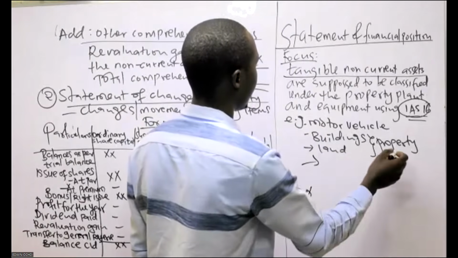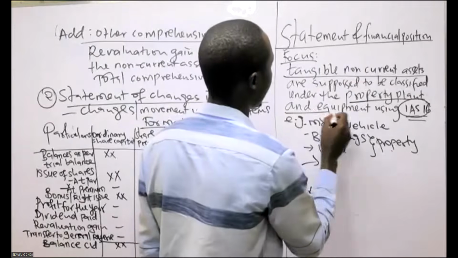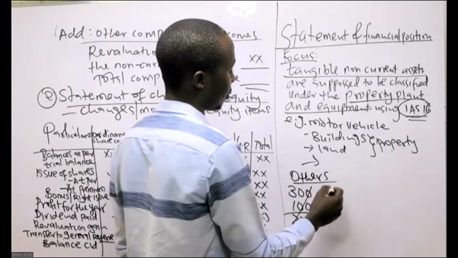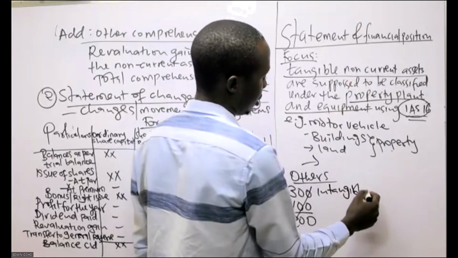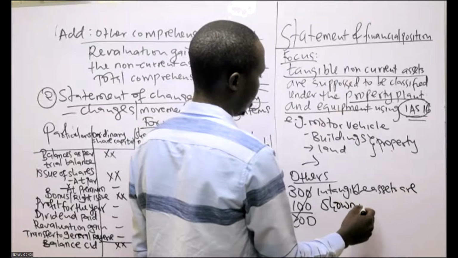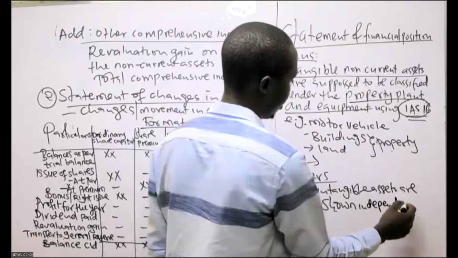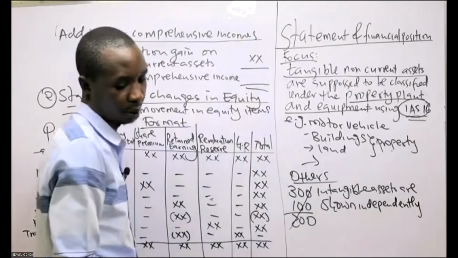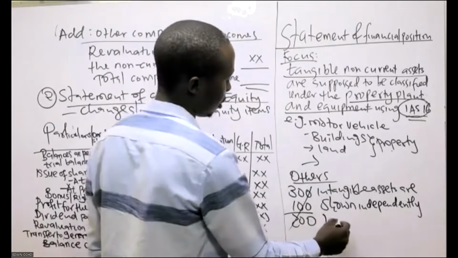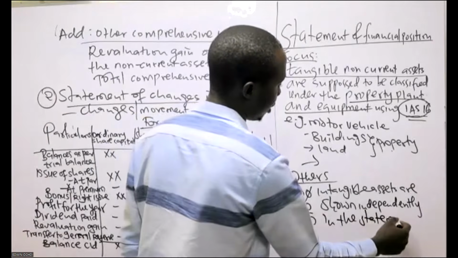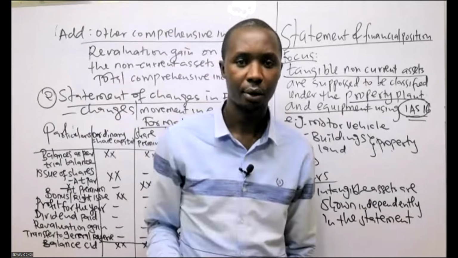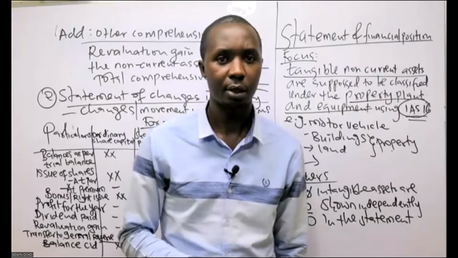Those are the ones which are classified under the property, plant and equipment. But now for the others, meaning intangible assets, intangible assets are shown independently in the statement. You don't have to classify them under one item. If it's a patent or software, you just mention them under non-current assets.